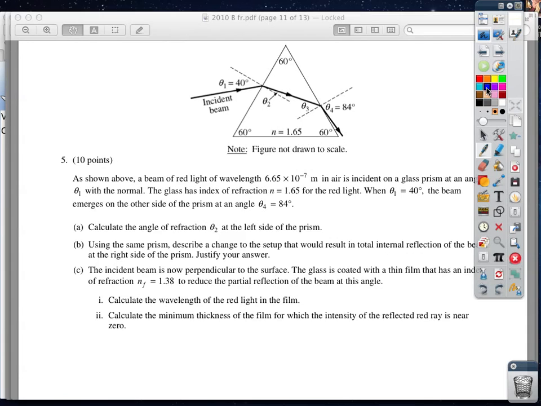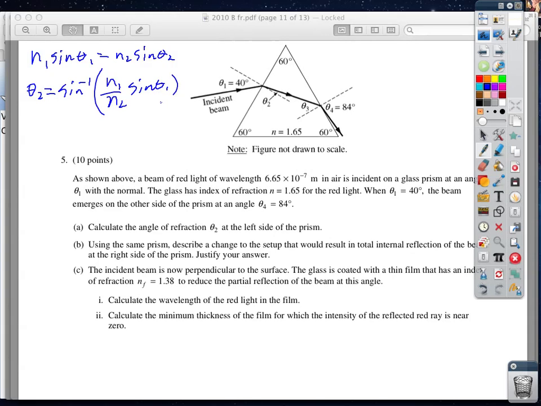All right, anyways. So here, calculate the angle of refraction at the left side of the prism. So this is just going to be whose law? Snell. Not Snail, Snell. Snell's law. Oh man, I'm writing in crayons. Okay, so we say n1 sine theta 1 equals n2 sine theta 2. So theta 2 is equal to the inverse sine of n1 over n2 times sine theta 1. Pretty straightforward.